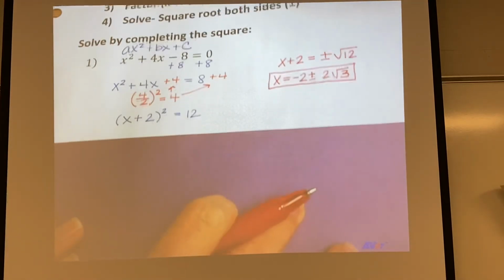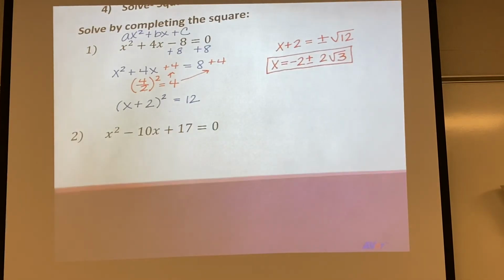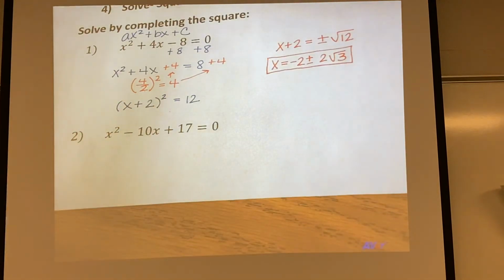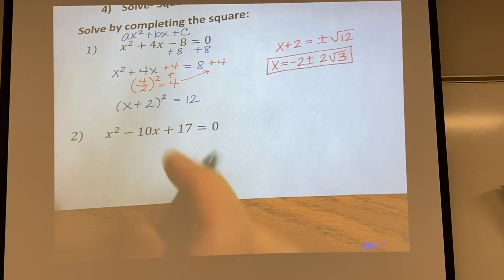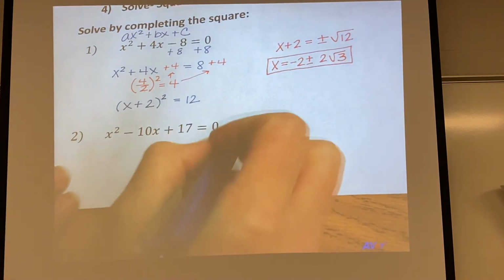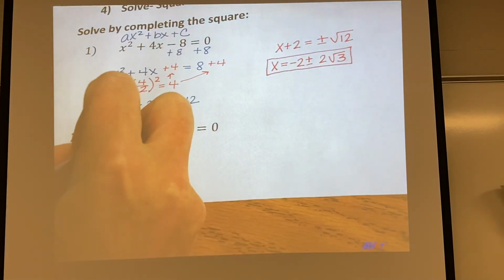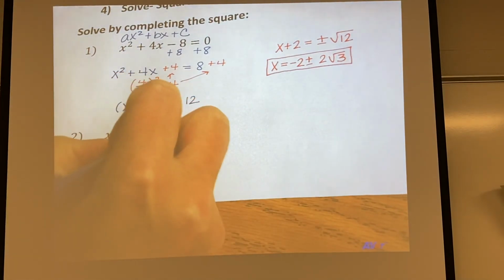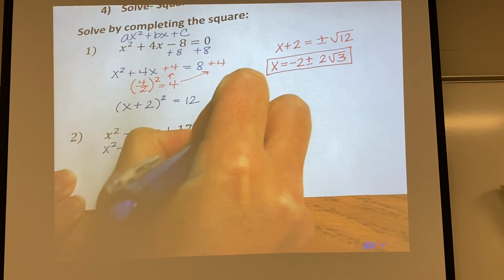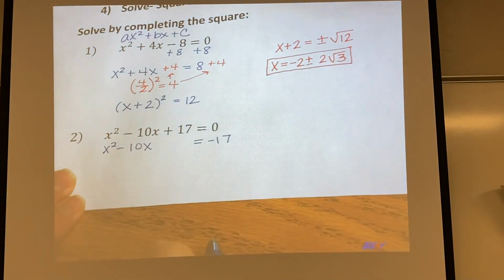All right, let's try all of that again. I would recommend writing it down, hit pause, try to solve it on your own, and then come back and check and see if you got the right answer. All right, so first step is to move c to the other side. So we have x squared minus 10x equals negative 17.